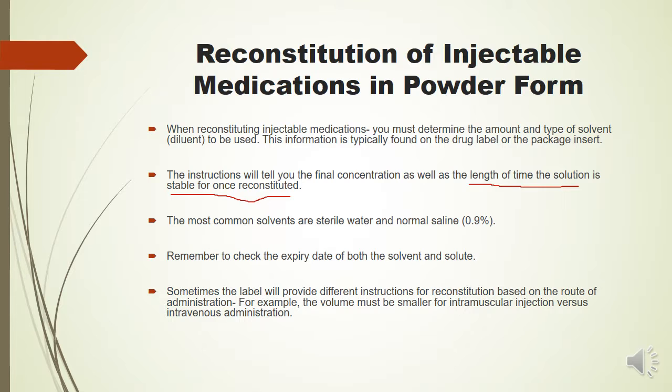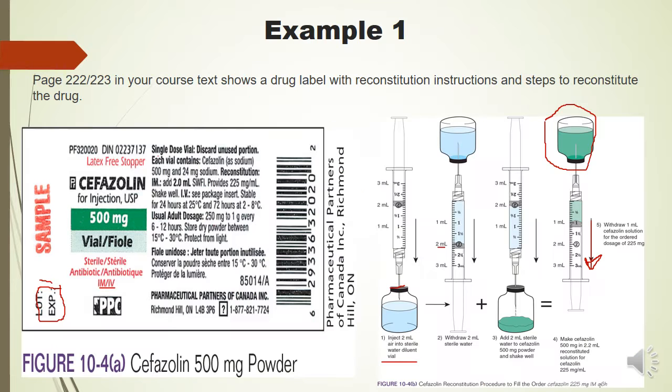So that's also something to keep in mind when critically thinking about that label, that it's saying for different routes, different concentrations should be calculated to make it a smaller volume or a larger volume for administration purposes. Okay, so we'll move on.